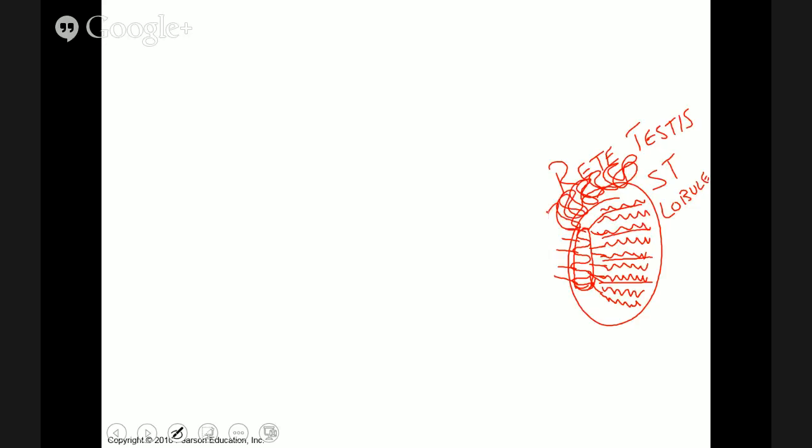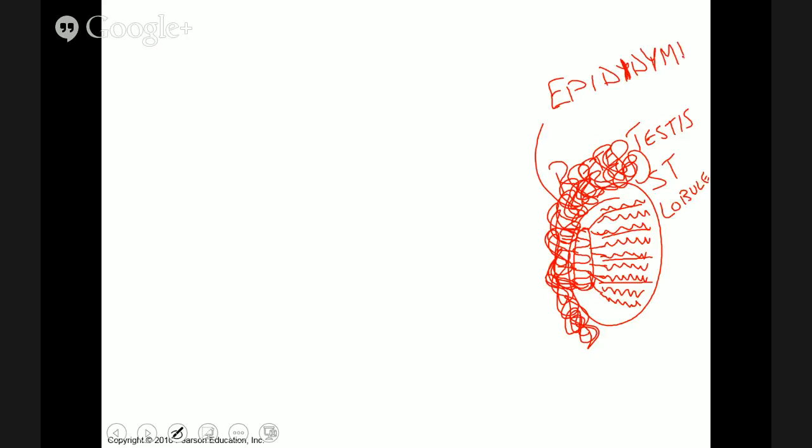So now we've got this network of tubules here. They say it's comma shaped. So we've got this network of tubules here, and this is called the epididymis. Is it E-P-I-D-I-D-Y-M-I-S? Yes, okay, epididymis. Thank you. Couldn't remember where the Y was.